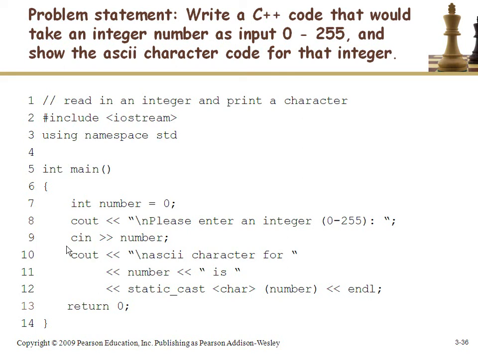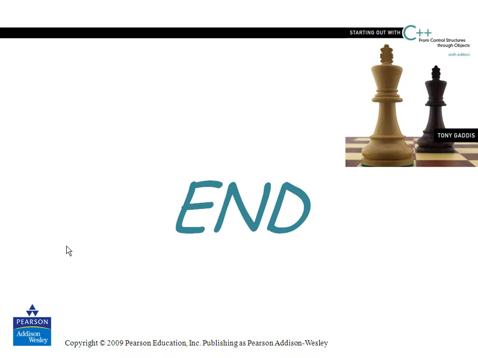Line 10, which is continued over 3 lines, is one statement for outputting in the next line the ASCII character for the number, where we are using a static cast of char over the number. And then finally we have an endl to go to the next line. This would be the end of this session.